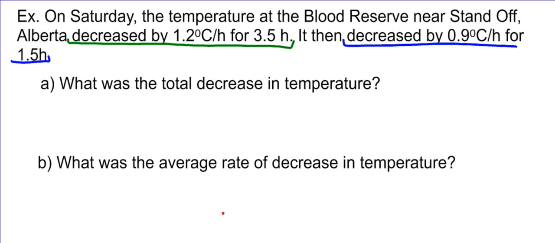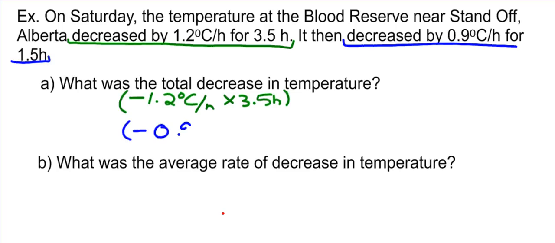All right, so the first decrease in temperature was 1.2 degrees Celsius per hour for 3.5 hours. So decreased in temperature means we have a negative temperature change for 3.5 hours. The second temperature change was also a decrease, 0.9 degrees Celsius per hour for 1.5 hours. So we have two different brackets that we can multiply. In order to find the total decrease in temperature, we're going to add these afterwards.